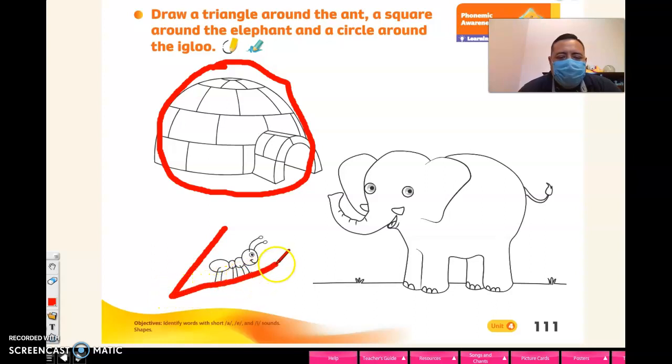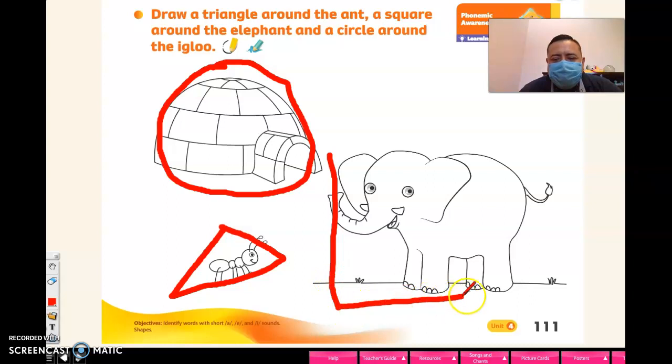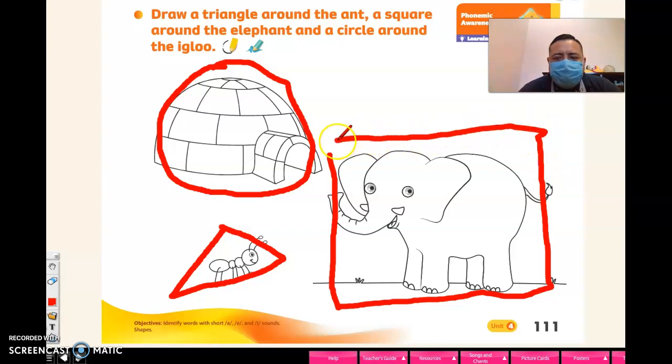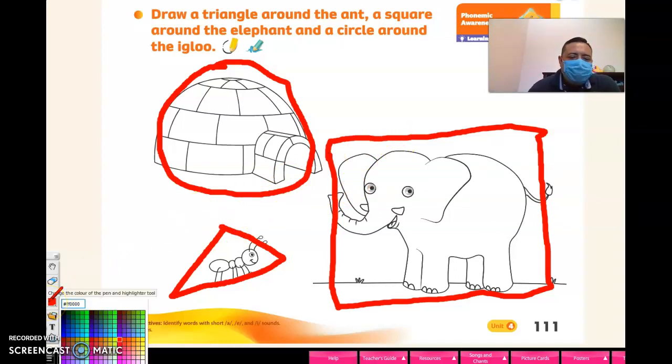Okay. There is a triangle and a square around the elephant. Ahí va. There is. Okay, we have a circle, a triangle, and square. And then we have to color these things the color you want.